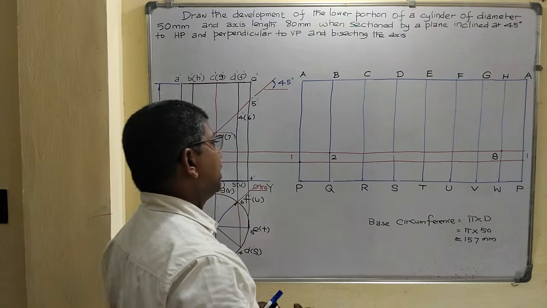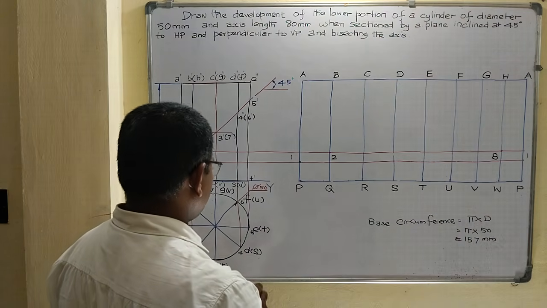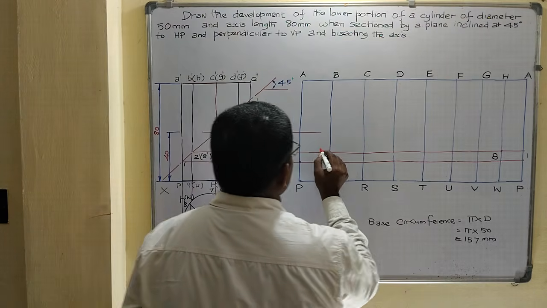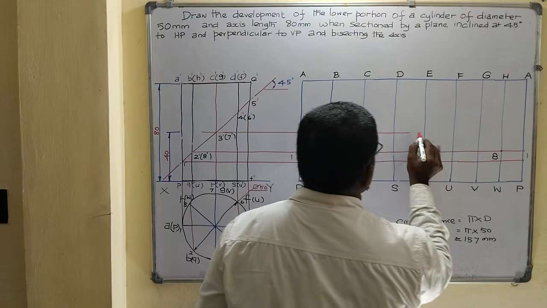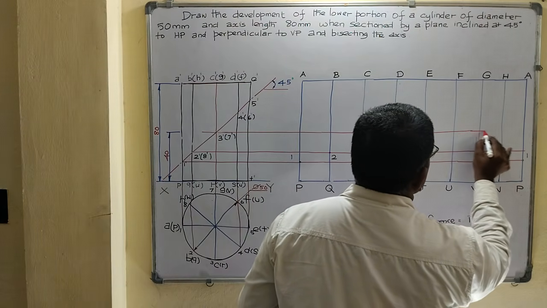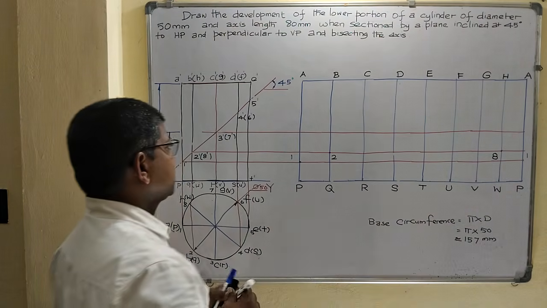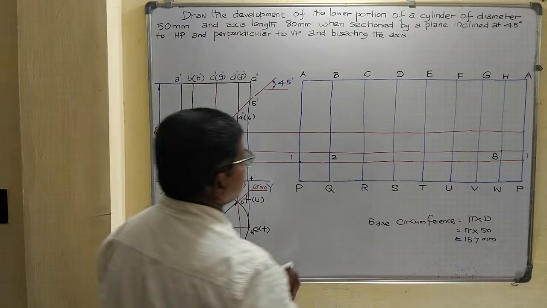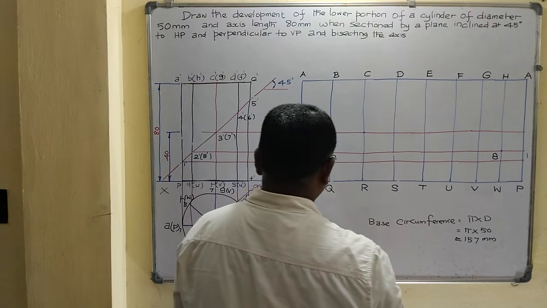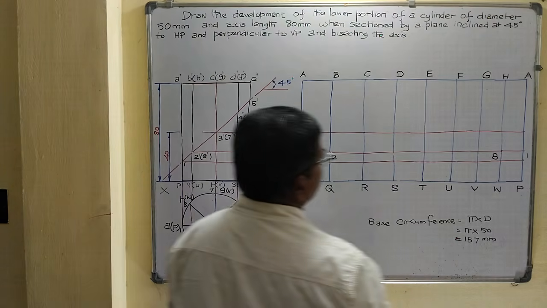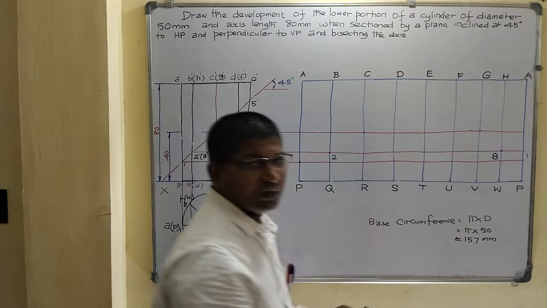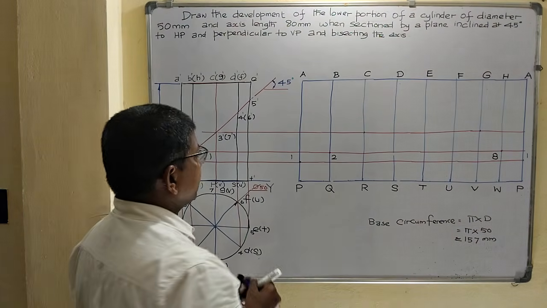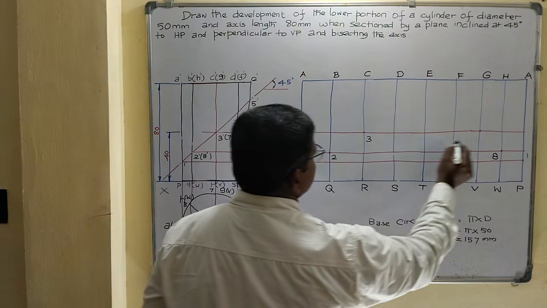Next, draw a horizontal line from 3 dash of 7 dash. Using a 2H pencil, draw the horizontal line from 3 dash of 7 dash to the development. Mark all the cutting points: point 3 on C of R, and point 7 on G of V. So mark the points 3 and 7.